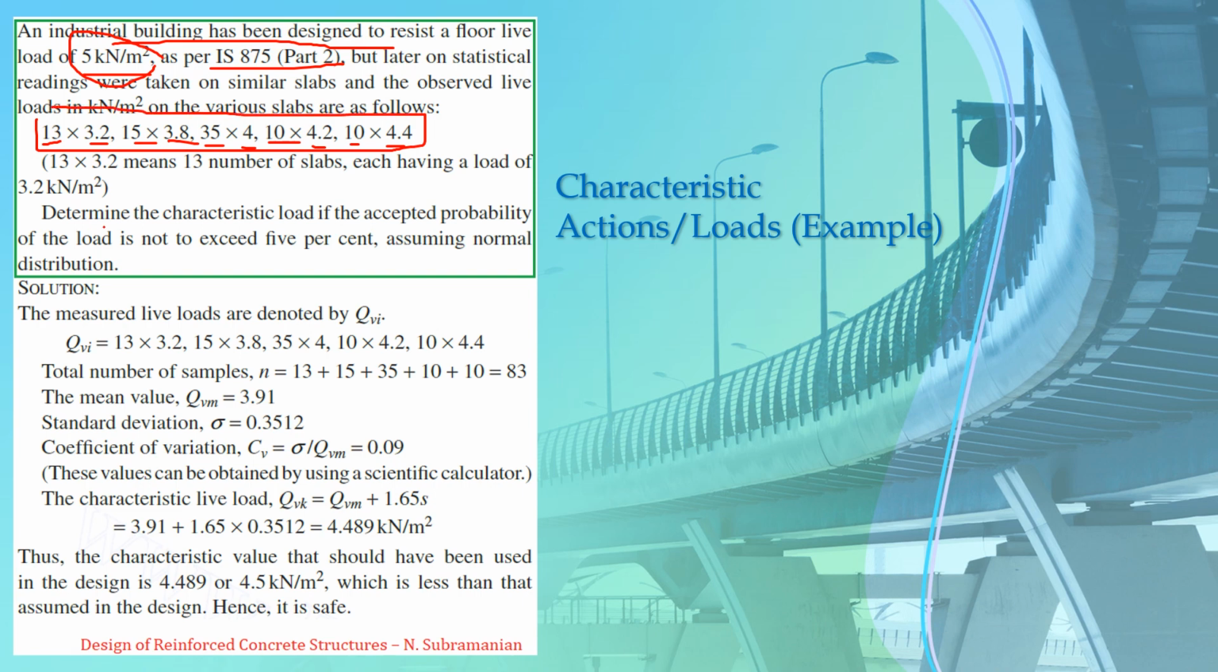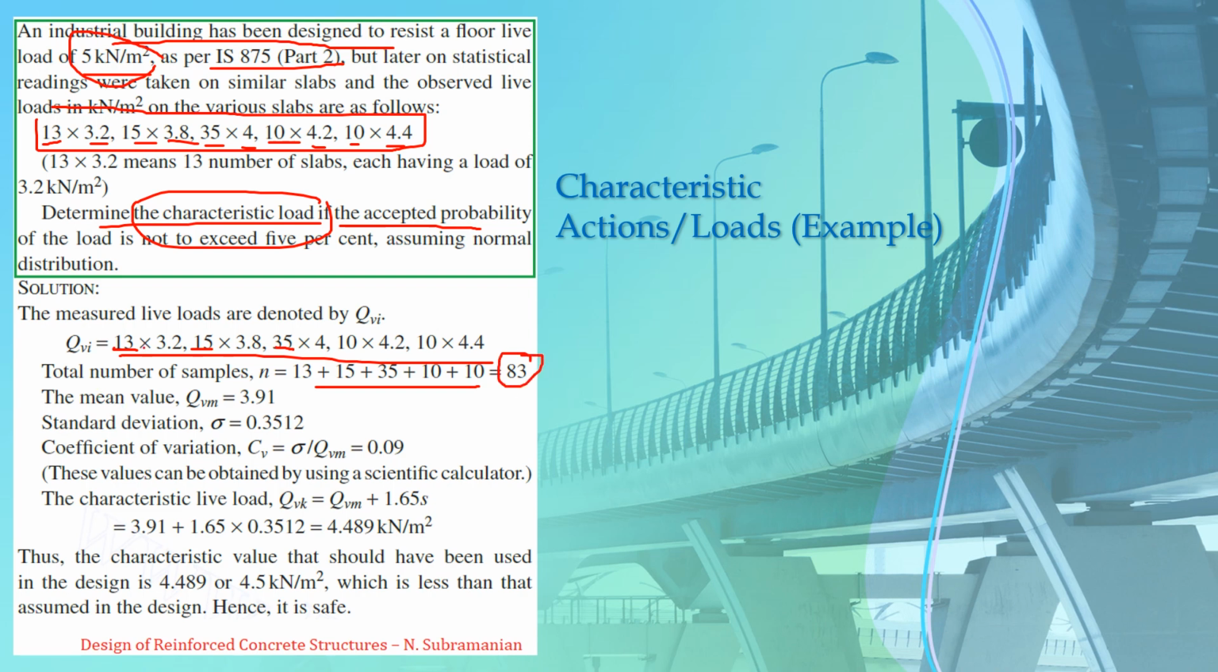So now you have to determine the characteristic load, if the accepted probability of the load not to exceed is 5%, assuming normal distribution. So we are given the measured live loads here. The total number of samples is 13 plus 15 plus 35 plus 10 plus 10. Because there are a total of 83 slabs, the total number of samples is 83.